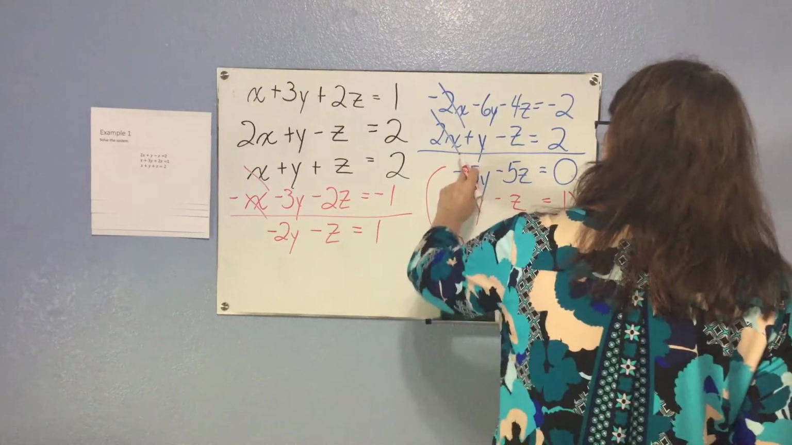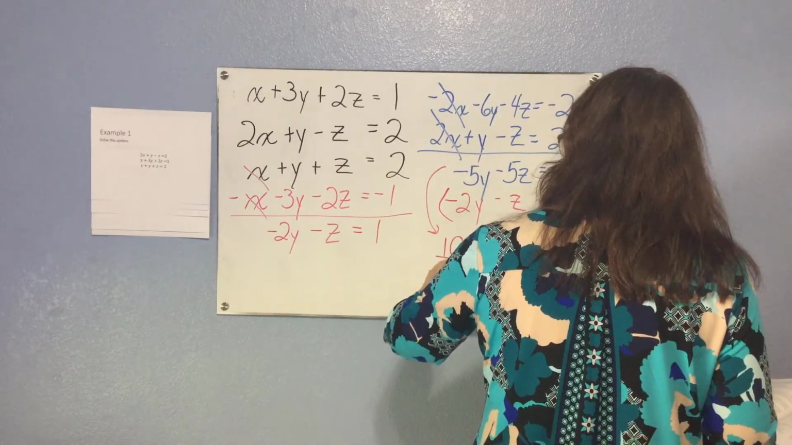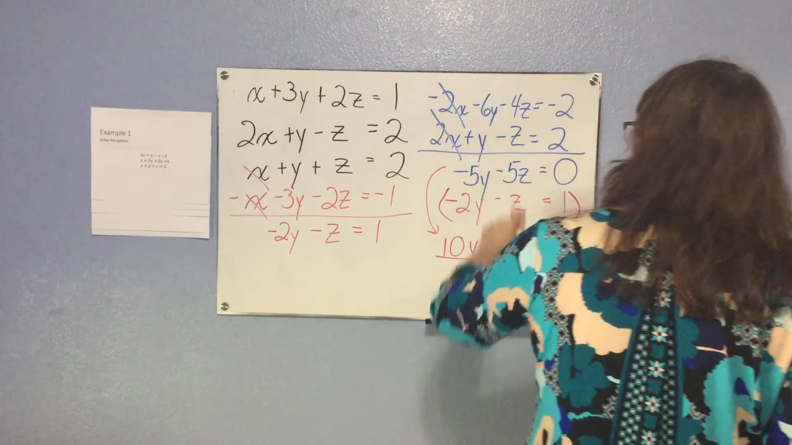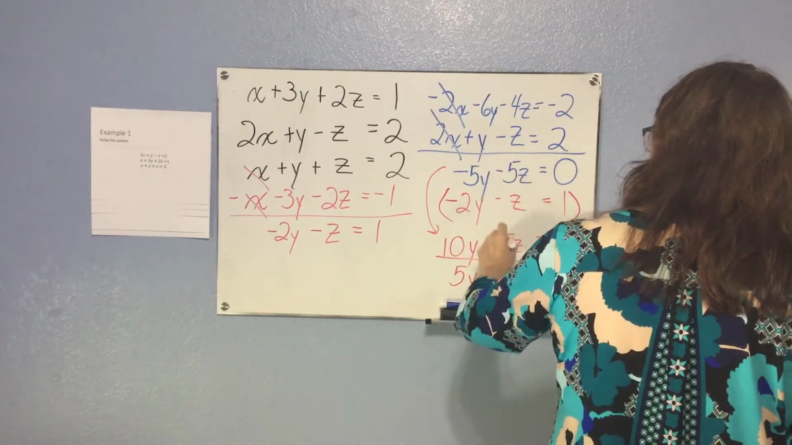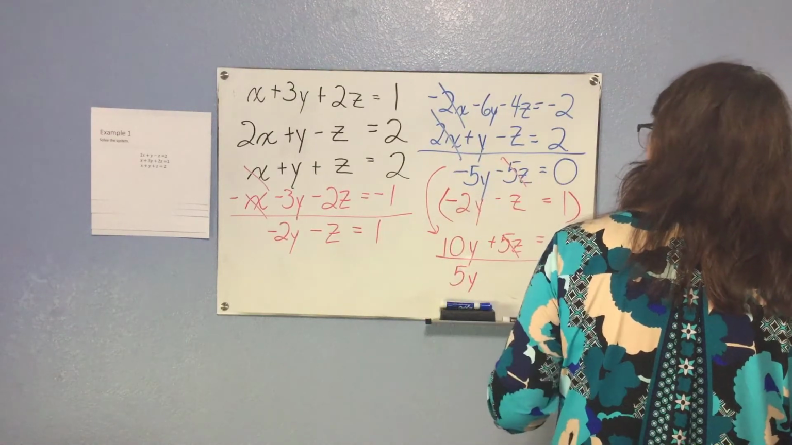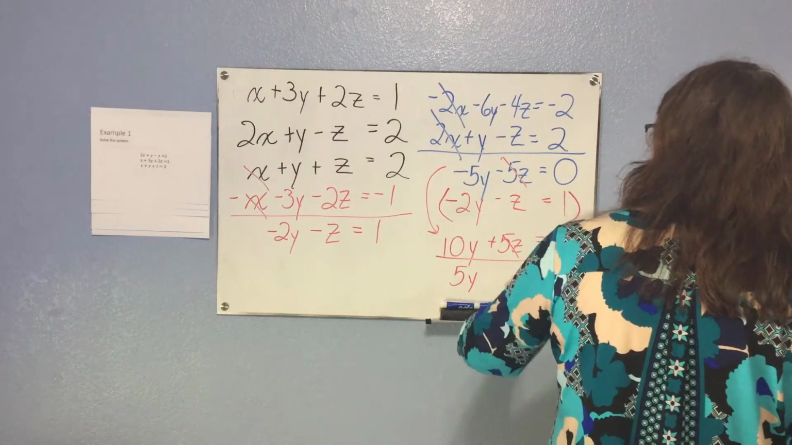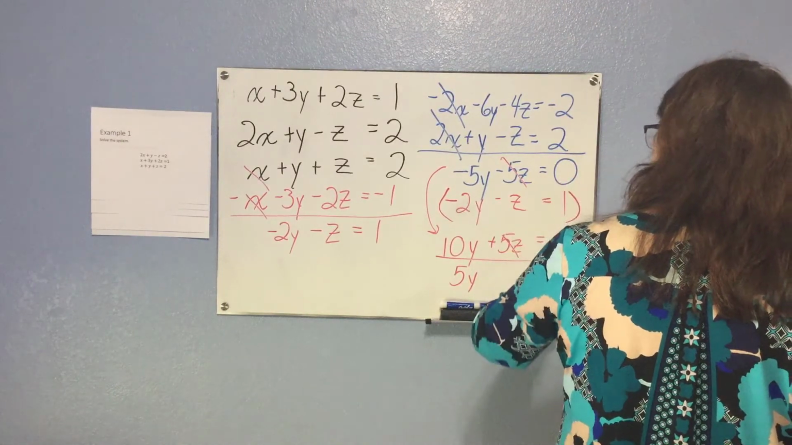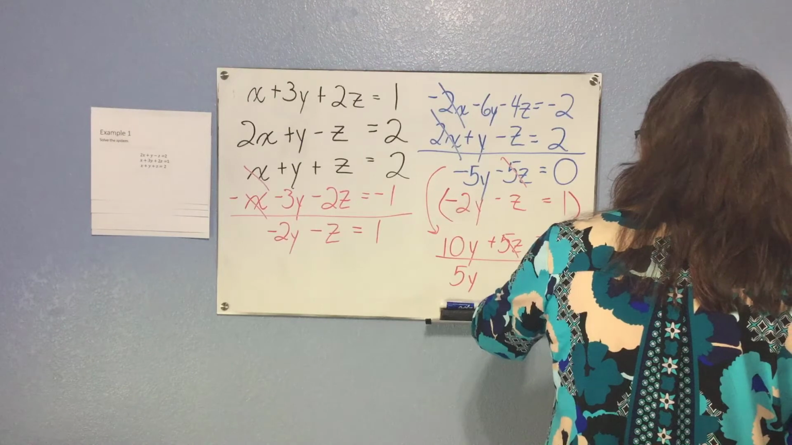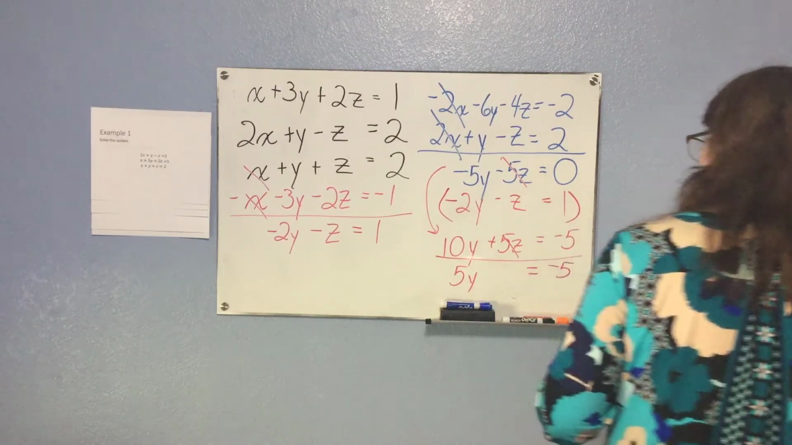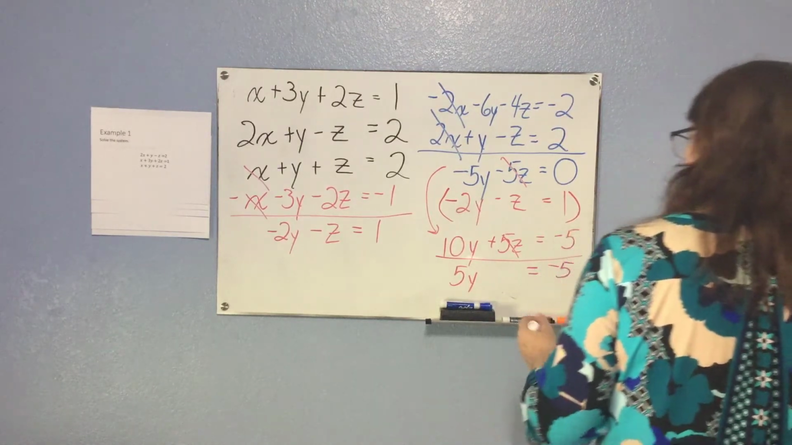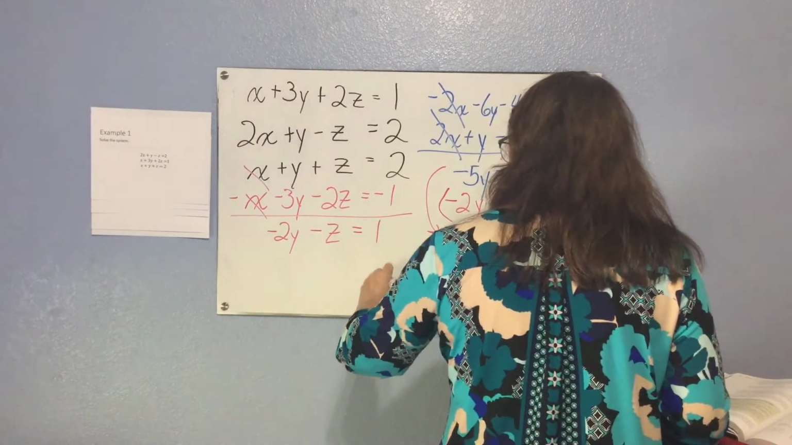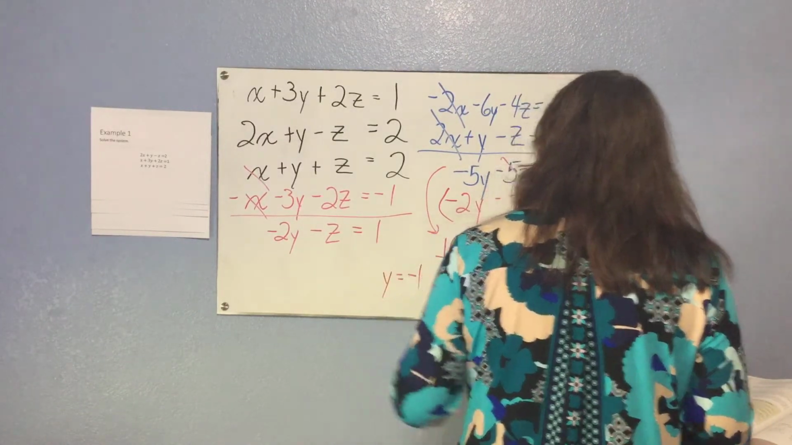So I've got 10y minus 5y gives me 5y. Negative 5z and plus 5z are going to cancel out. And then I have 0 and negative 5. So negative 5. Then when I divide by 5, I end up with y equals negative 1.